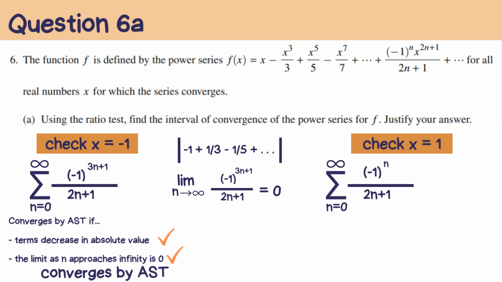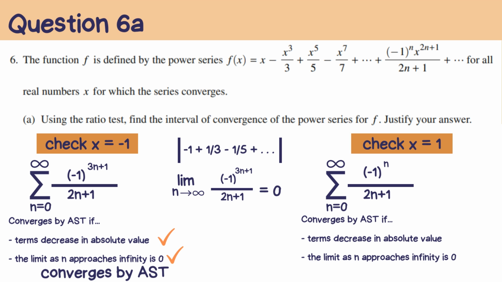Now because there is also an alternator, let's do the AST again. So let's plug in numbers to see if the terms decrease in absolute value. Plugging in a 0, it would yield a 1. If I plug in a 1, it would be a negative 1/3 and then a positive 1/5. And again, this will keep decreasing as long as there are absolute values.